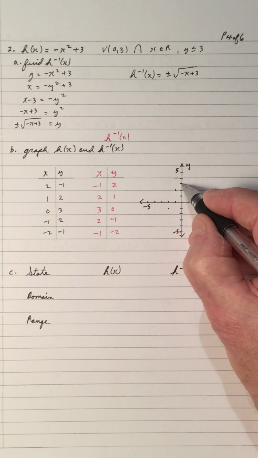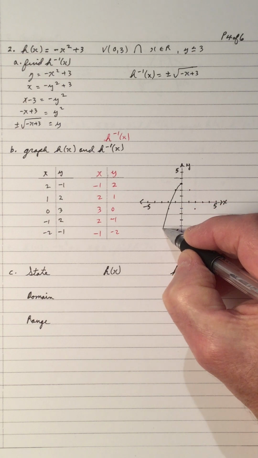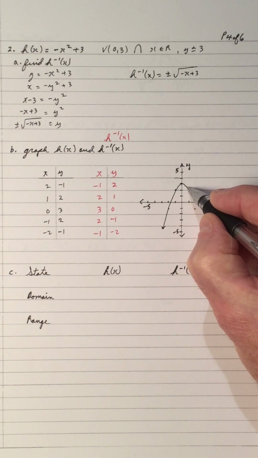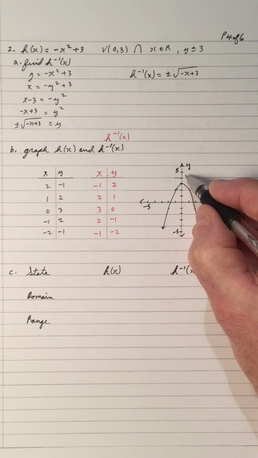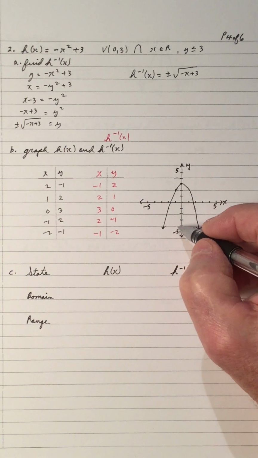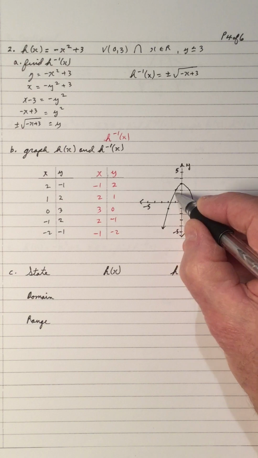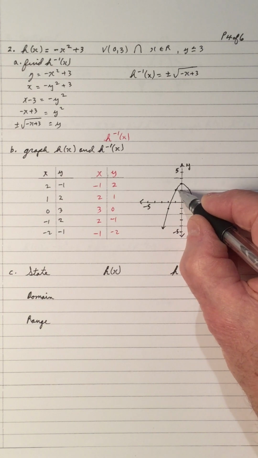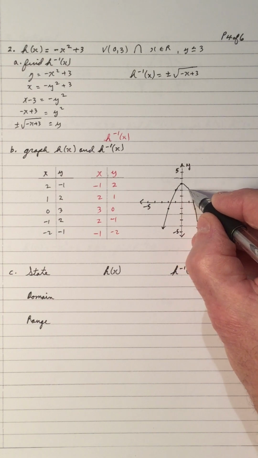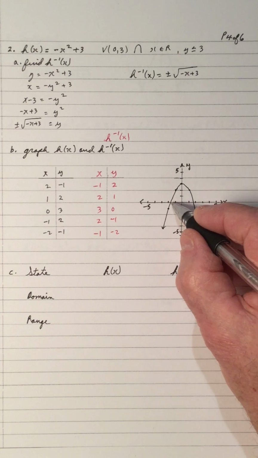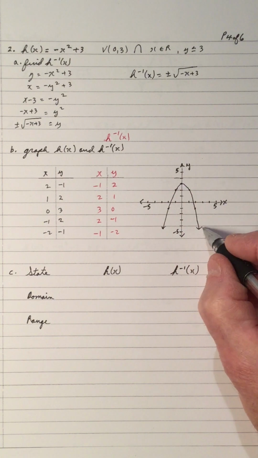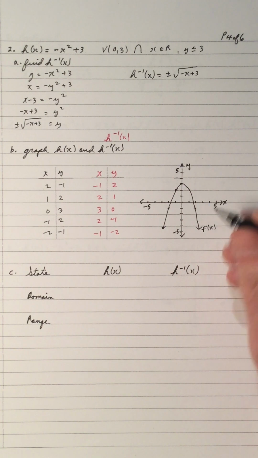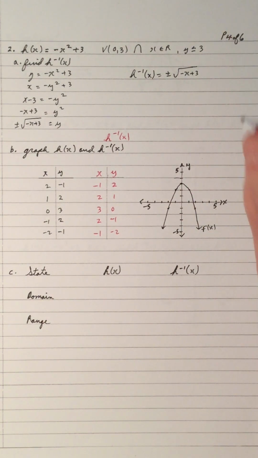And again, notice the parabola is symmetrical. Notice the axis of symmetry is x equals 0. As you move 1 to the left or right, you get the same y value. As you move 2 to the left and right, you get the same y value. So this is the f of x. So I'll do its inverse in red.